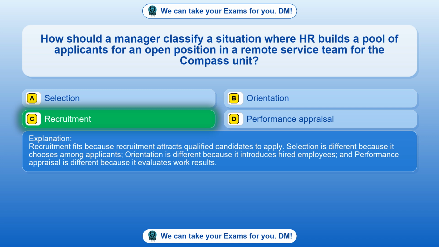Recruitment fits because recruitment attracts qualified candidates to apply. Selection is different because it chooses among applicants, orientation is different because it introduces hired employees, and performance appraisal is different because it evaluates work results.